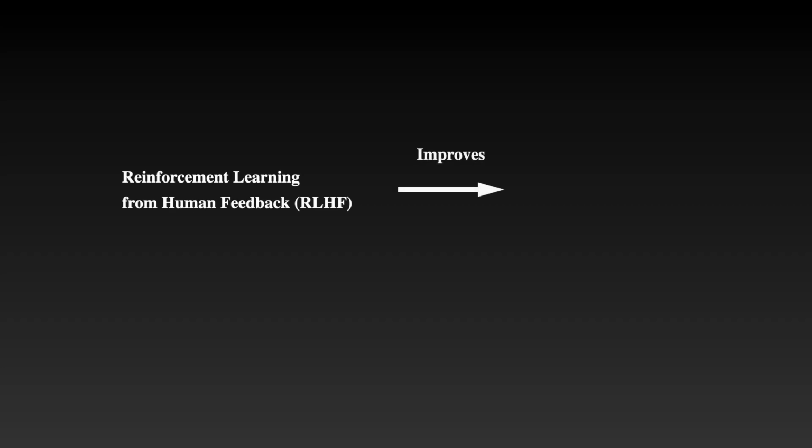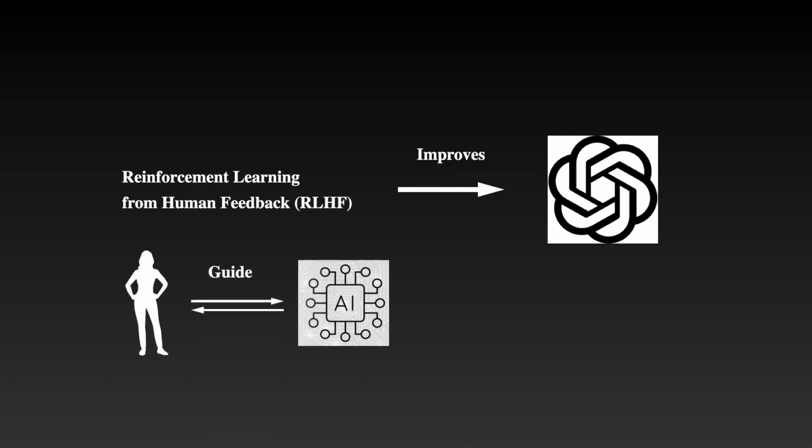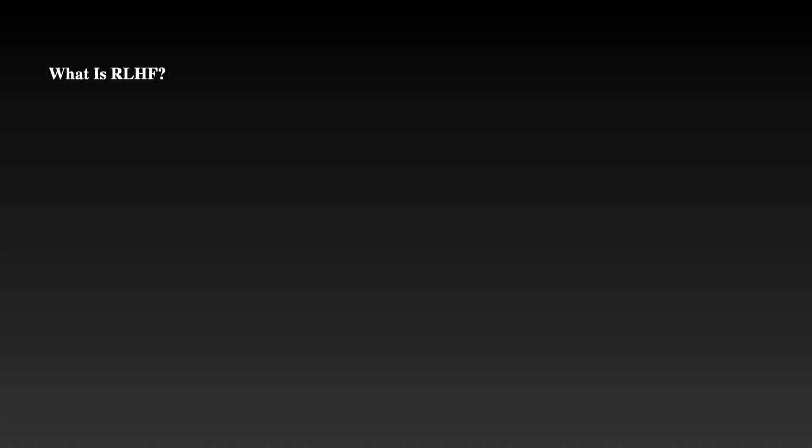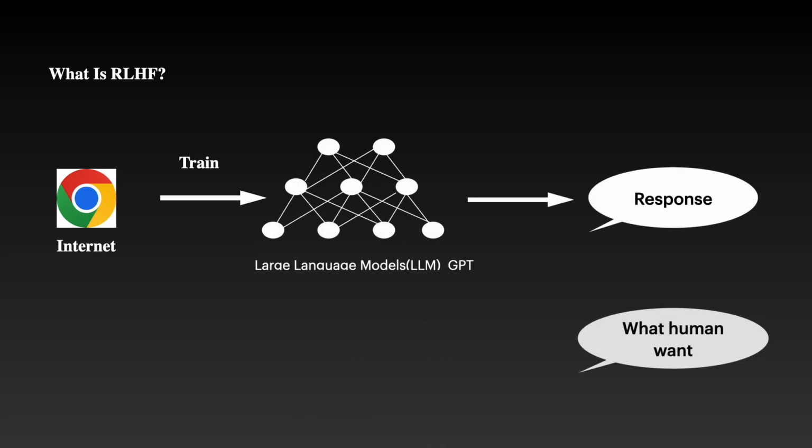ChatGPT got much better through reinforcement learning from human feedback, RLHF, where humans rated answers, guiding the model to be more helpful and safe. What is RLHF? Large language models are first trained on massive internet text. They can generate fluent responses, but they're not aligned with what humans want. RLHF is a process to fix that.